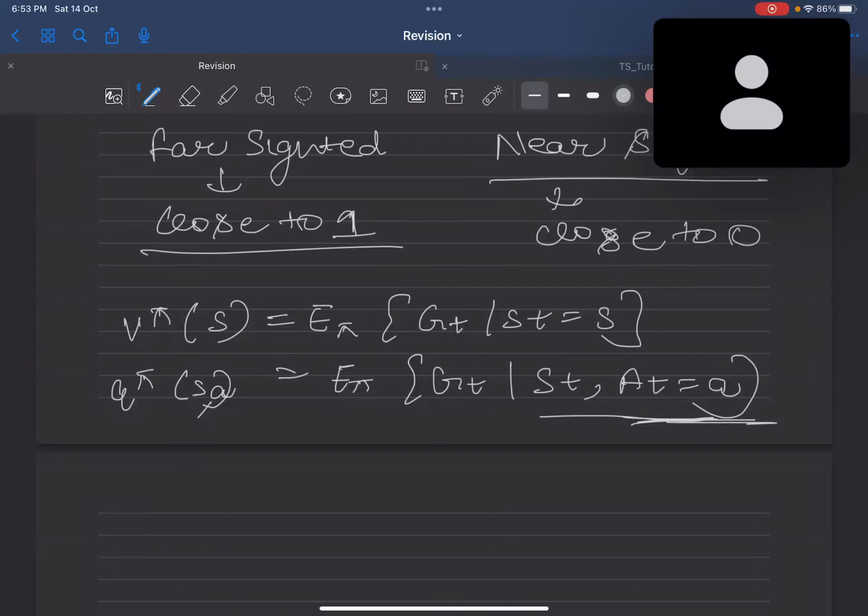Small q and capital Q. Okay, what's the major difference? I'll come to that. Don't worry. I'll come to that. True value expected, I'll come to that.